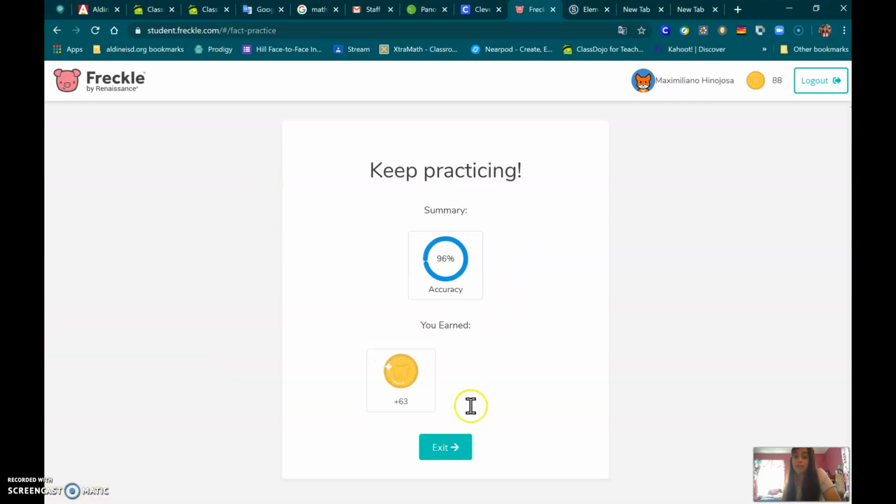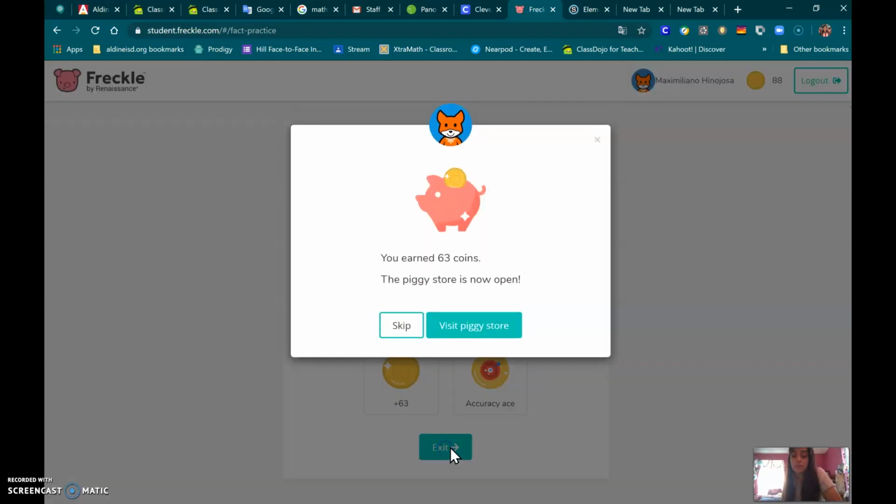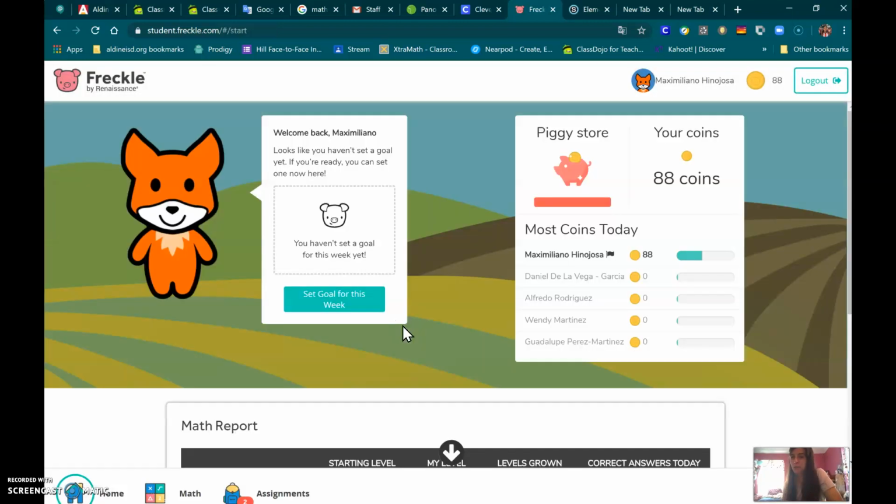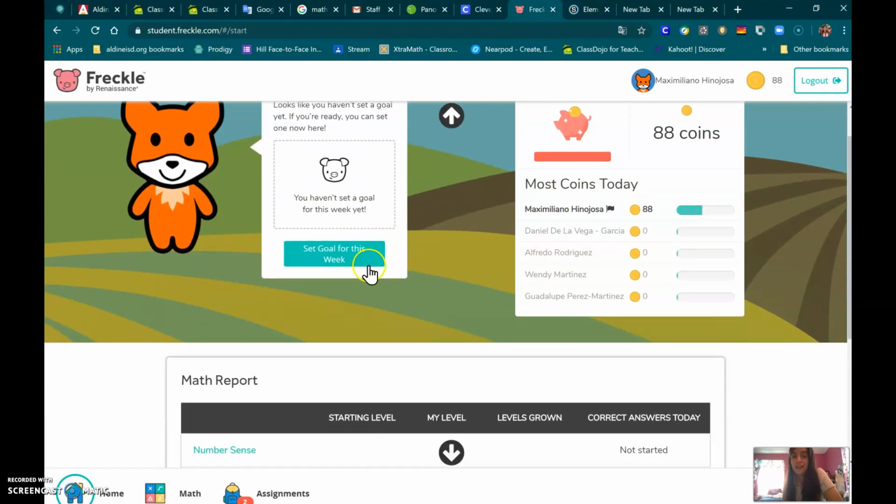And once you're done, it shows you your accuracy, and you got 63 coins just by doing math facts. Okay, so some people would love the coins, but I'm gonna be checking the coins plus the assignments that you've been completing. Visit the piggy store. Right now I'm gonna skip because I don't want to make a purchase for that student, but it told me what I've been doing. So far Max is on the league, so I got him some coins.